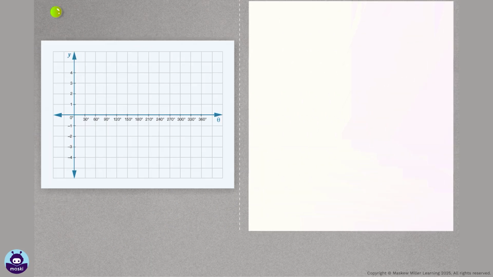Discovering the characteristics. We shall now discover the characteristics of the tangent function. Consider the tangent function that we plotted before. Y equals tan theta.